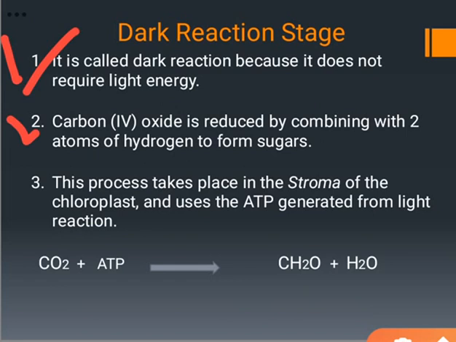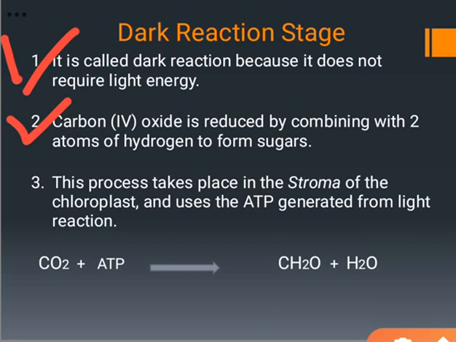Now, secondly, carbon dioxide is reduced by combining with two atoms of hydrogen to form sugars. You know, in the initial reaction that we have looked at, we defined photosynthesis as a process whereby chlorophyll in plants is used to combine carbon dioxide with water in the presence of sunlight energy. So we have dealt with what happened to water in the light reaction stage. We are now dealing with what happens to the carbon dioxide in this dark reaction stage.